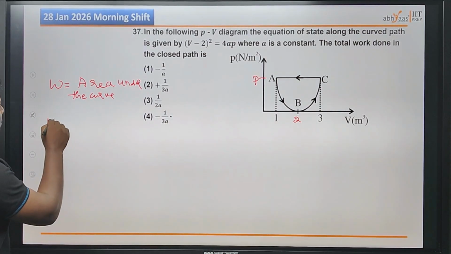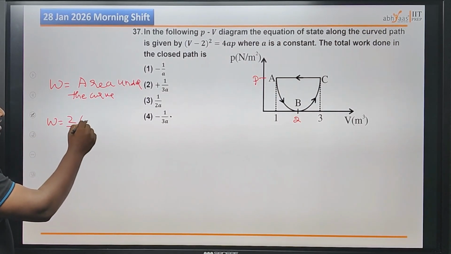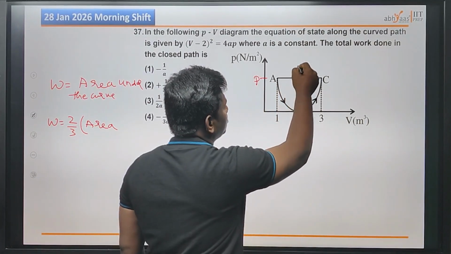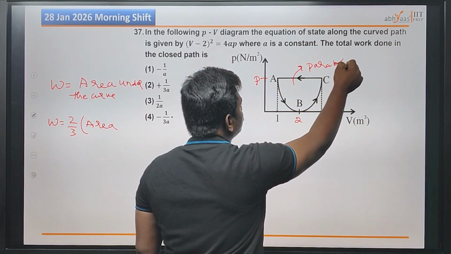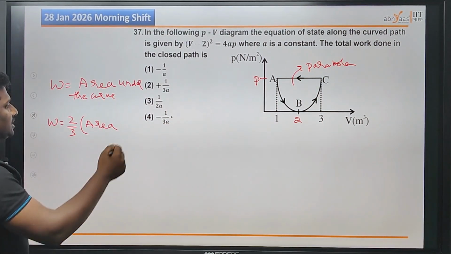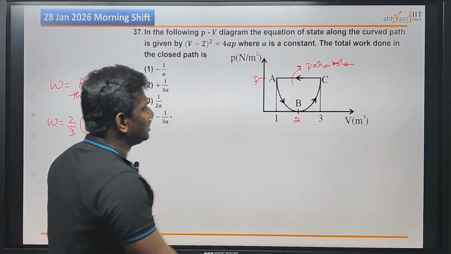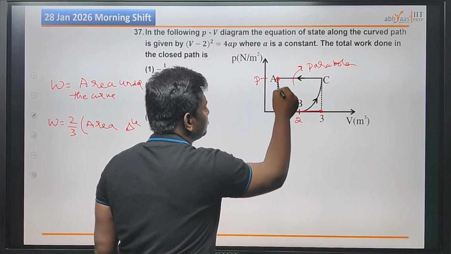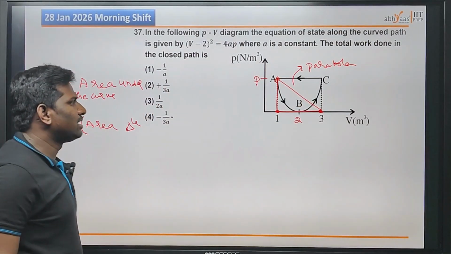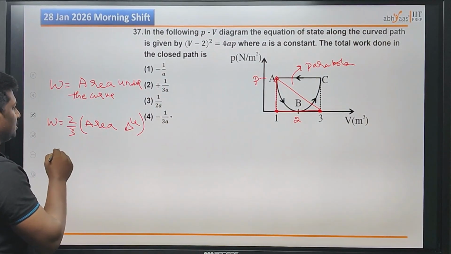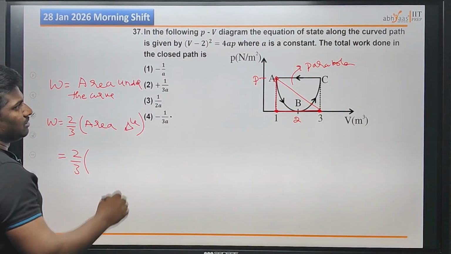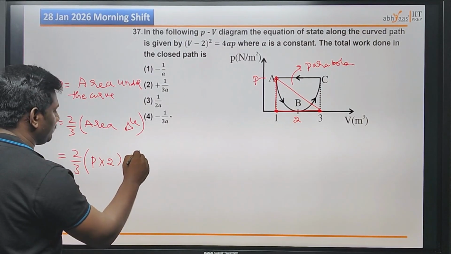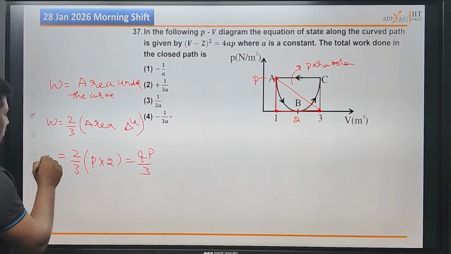So W can be written as 2/3 times the area of a triangle. See here, the area under the curve, this is our parabola. The parabola area can be written as the area of a triangle. Take this point A, a point 1 and a point 3. This is our triangle. So the area of the triangle is 2/3 into height, that is P, into base, that is 2. We find 4P/3. This is our work done.